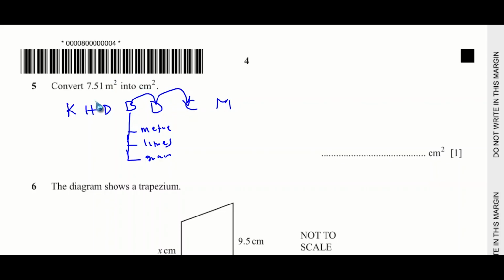But since this is for meter squared and centimeter squared, you multiply the steps by 2, so that means you are moving 4 times. So you have 7.51, and you move 4 times towards this direction. So it will be 1, 2, 3 and 4. The decimal point is here, so you fill up this with zeros, so that means you have 75100 squared centimeters.